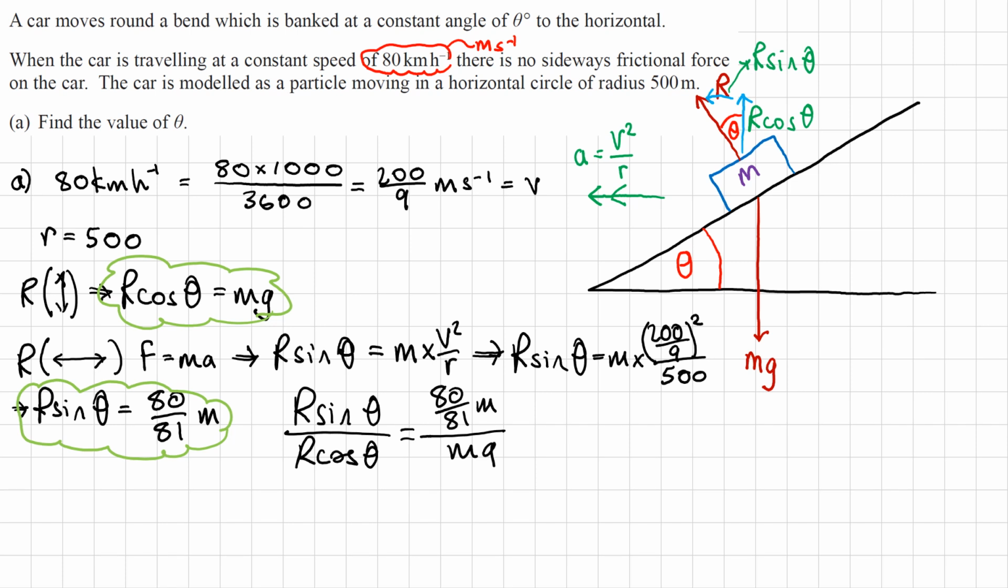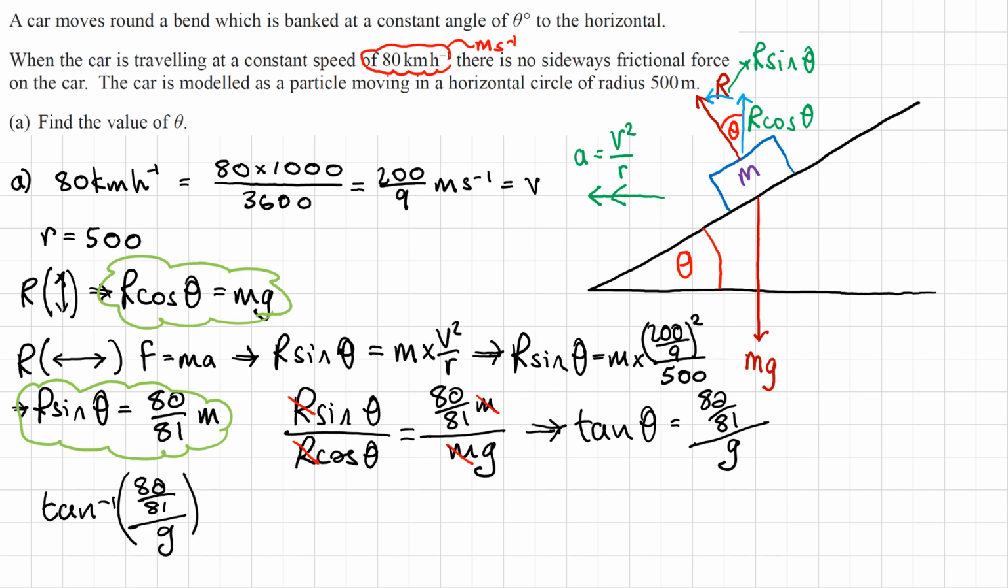So my m's are going to cancel out, the r's are going to cancel out, and sine over cos becomes tan. So I'll get tan theta is equal to 80 over 81, all divided by g. So I can do the tan inverse of that to get the value of theta, and let's see what we get.